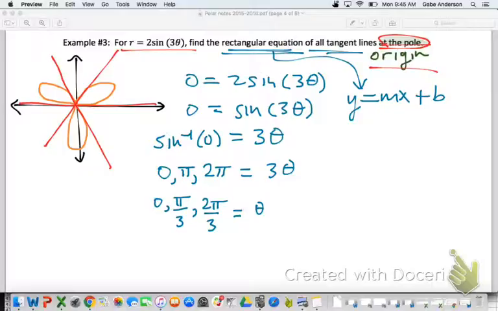No. Nope. Because sine of pi over 3 would just be 0, right? That's not really going to work. That's in terms of theta, it's just not going to work very well. There's a little formula. You're going to want to recall this.